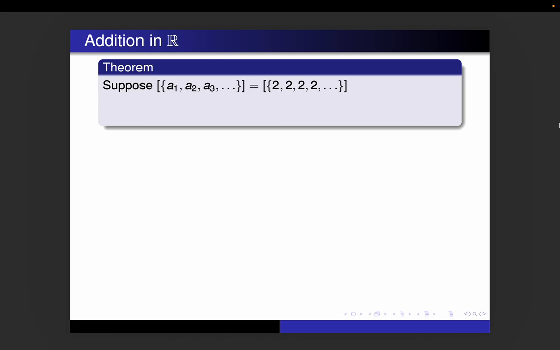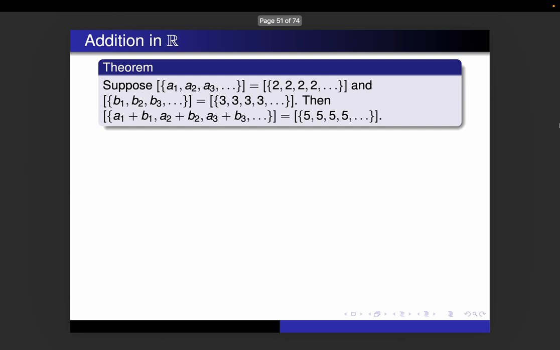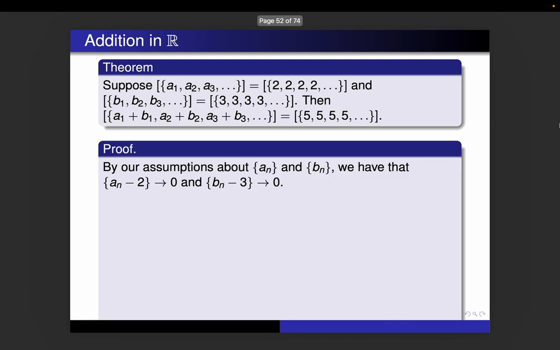So here's our theorem. We pretty much got the proof figured out. Our theorem is: if A1, A2, A3, and so on gives us the same equivalence class as 2, 2, 2, 2, 2, and similarly with the Bn's and 3, 3, 3, 3, then A1 plus B1, A2 plus B2, A3 plus B3, and so on gives us the same equivalence class as the constant sequence of 5s. So by our assumptions about An and Bn, we know that An minus 2 converges to 0 and Bn minus 3 converges to 0. We're just using the definition of our equivalence relation.